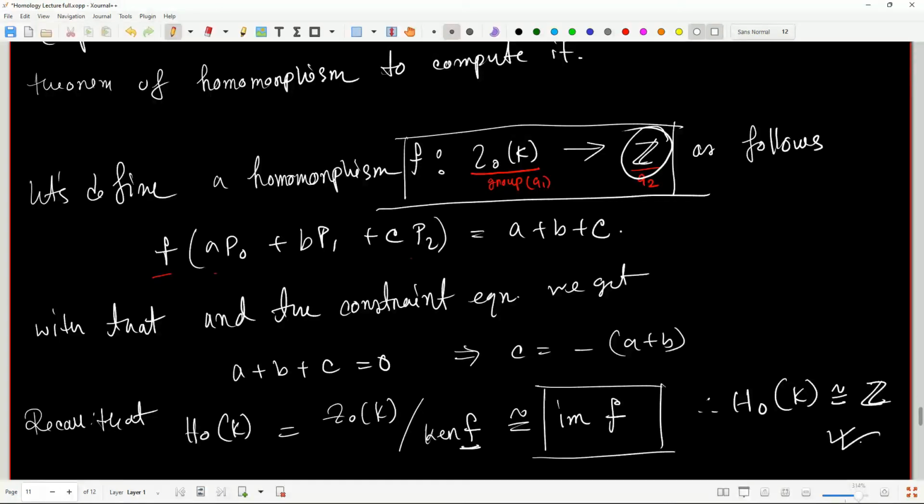This is how we use the fundamental theorem of homomorphism in computing homology groups. Alright? And now we want to compute the first homology group.